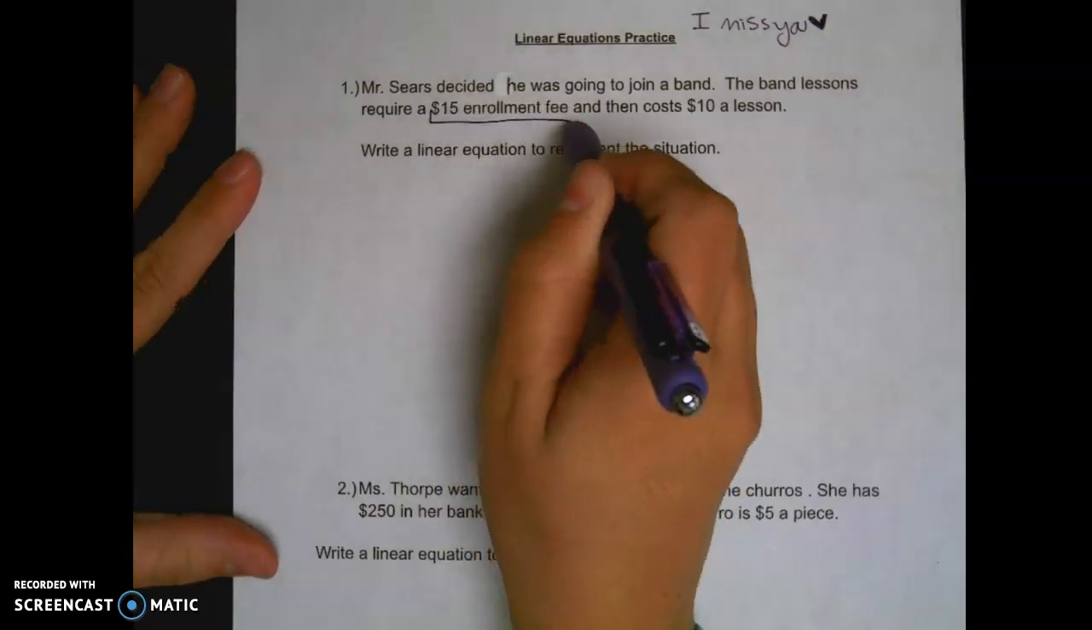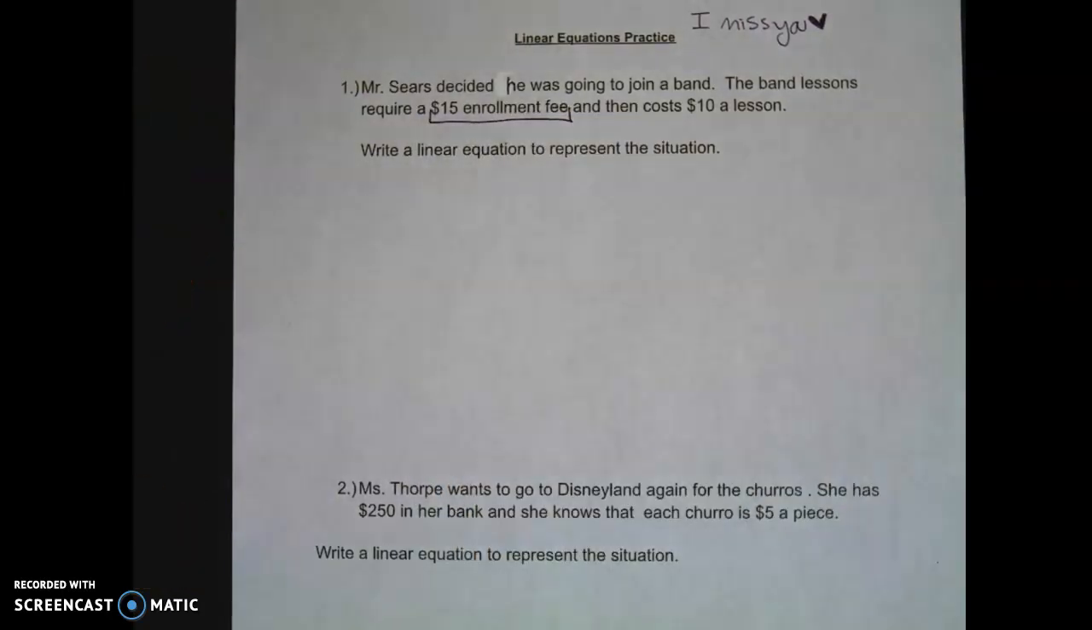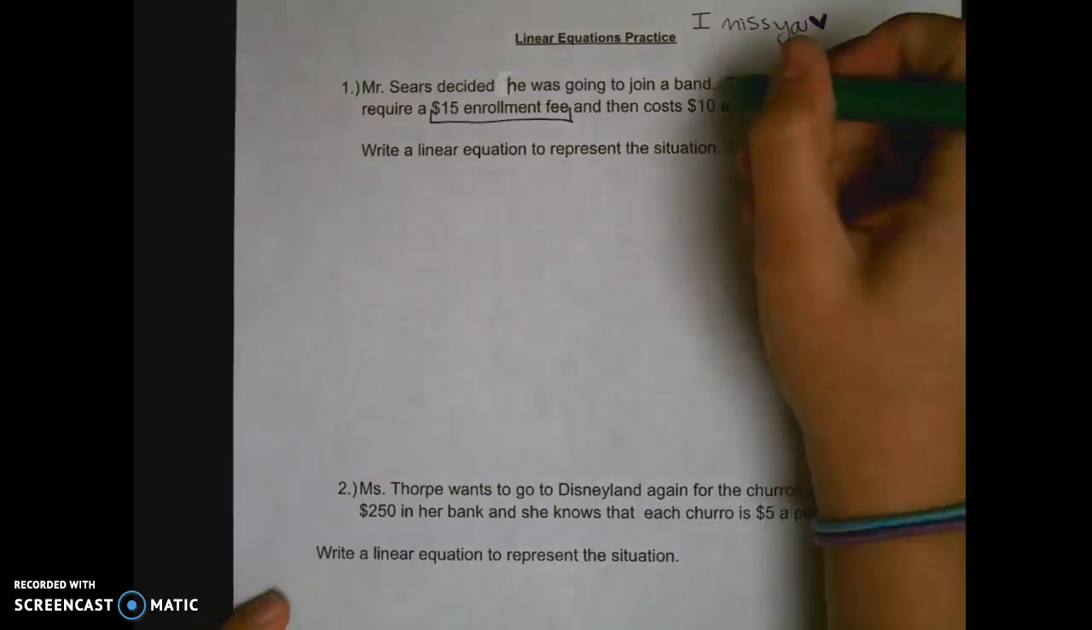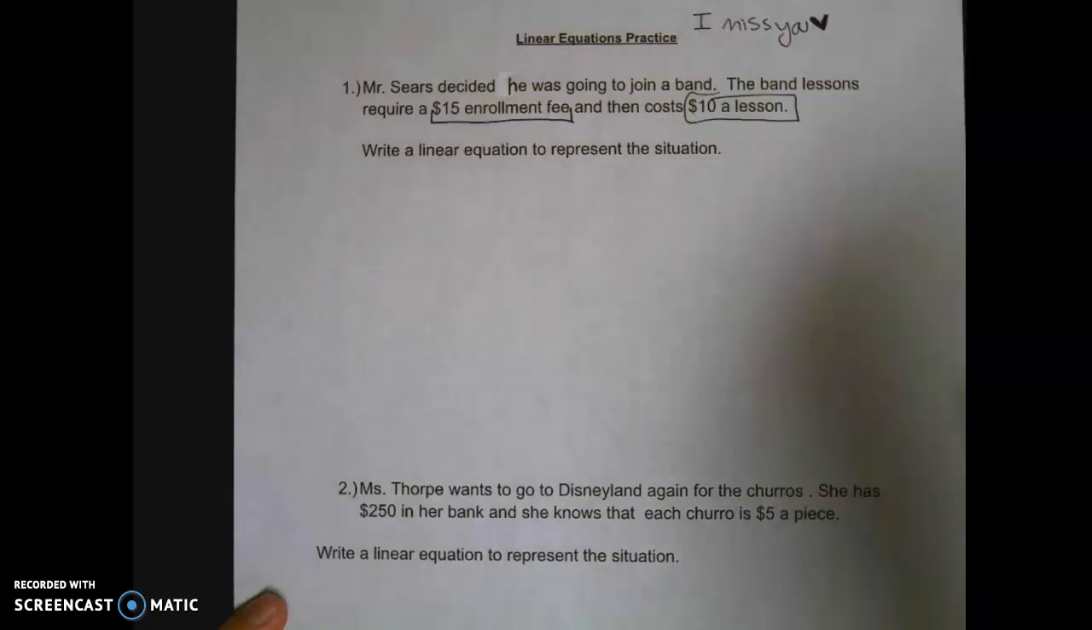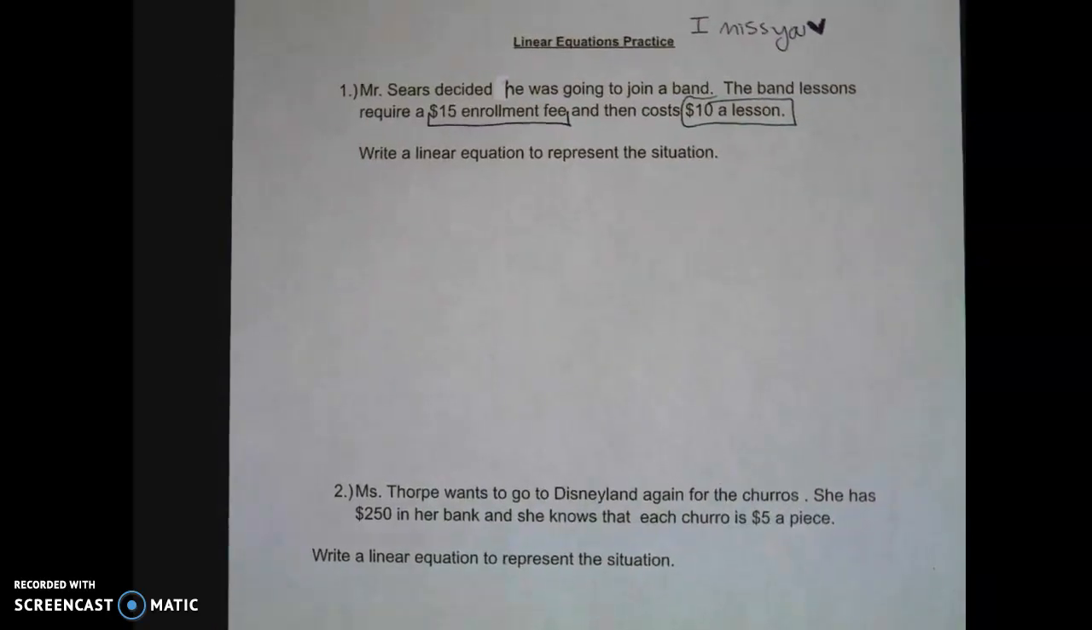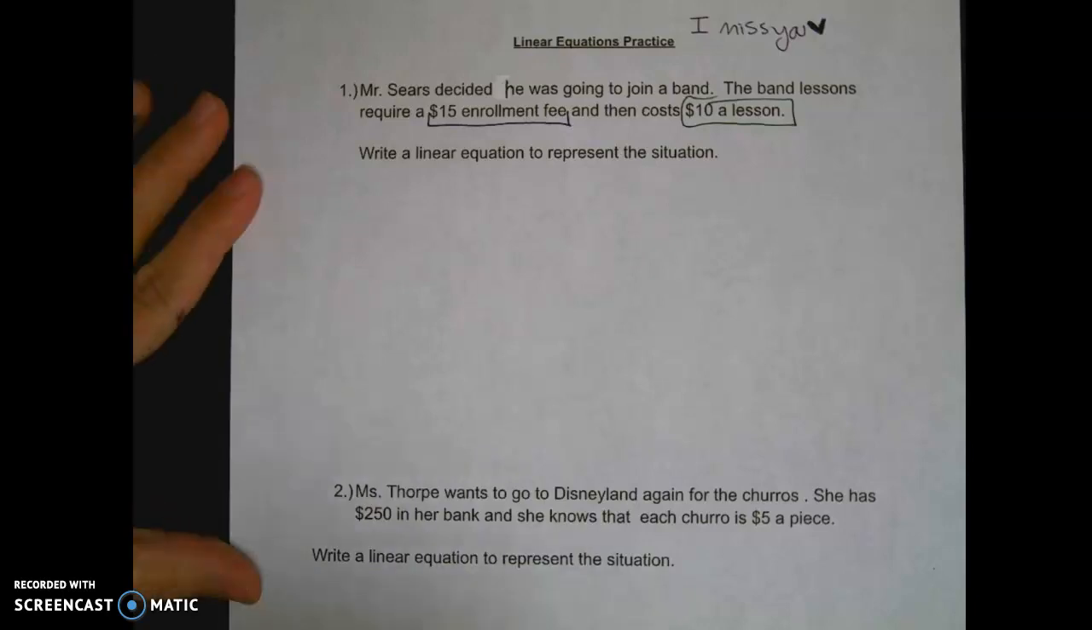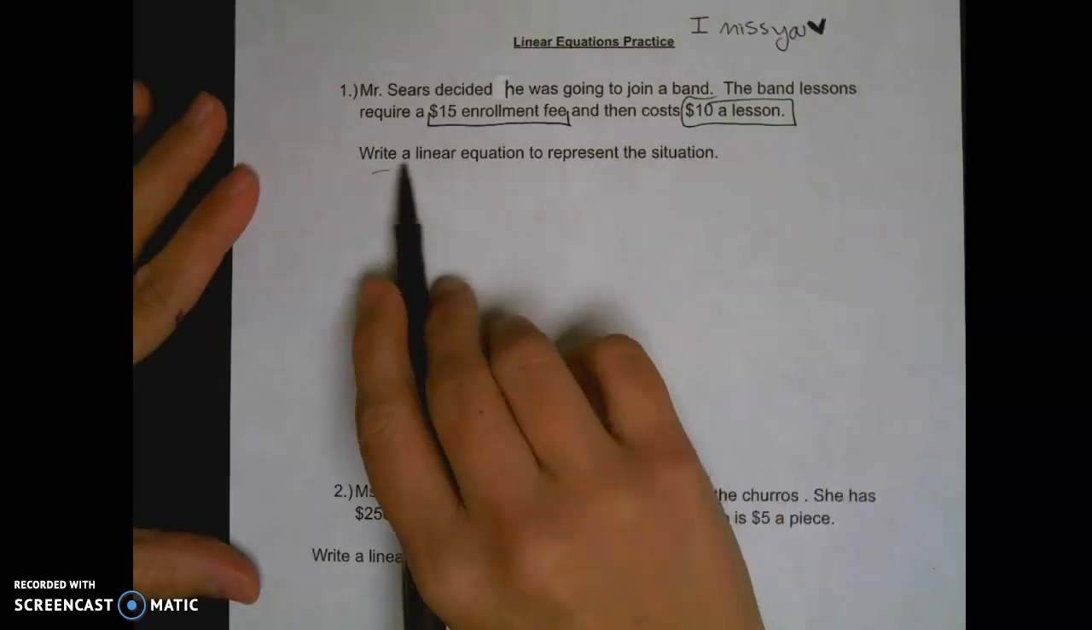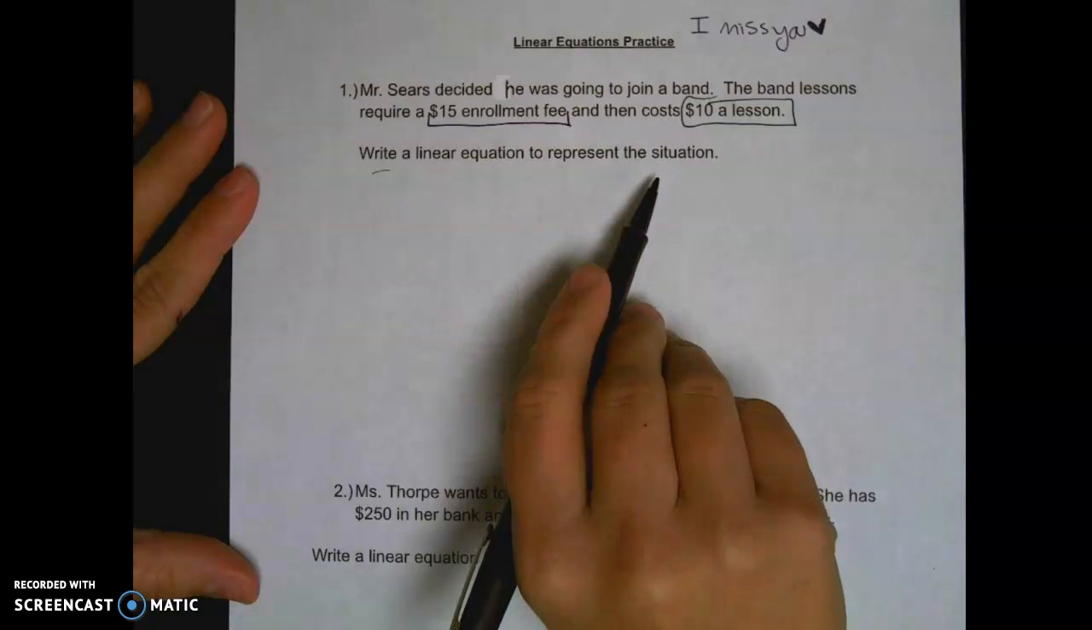So an enrollment fee means a one-time fee that he is going to pay just for signing up for the class. He owes them $15, okay? Then if he wants to continue taking his lessons, he's going to pay $10 a lesson. So he's going to show up to his class on, let's say, Mondays and pay $10 a lesson on top of his $15 fee. But we're going to write a linear equation to represent this situation.